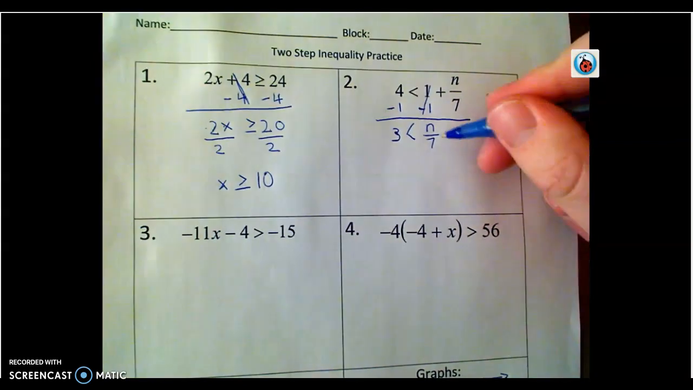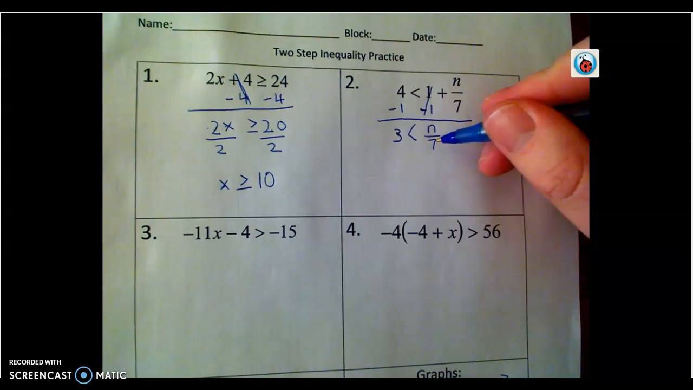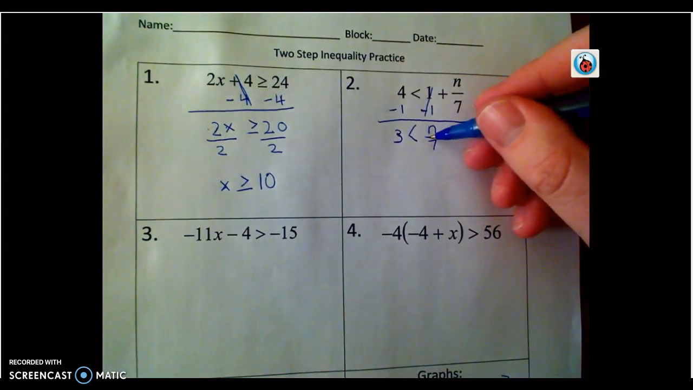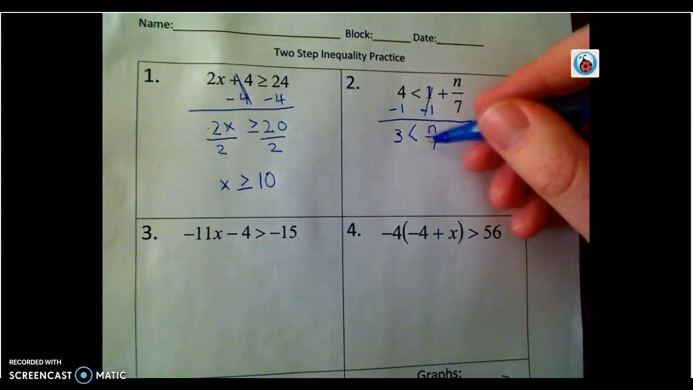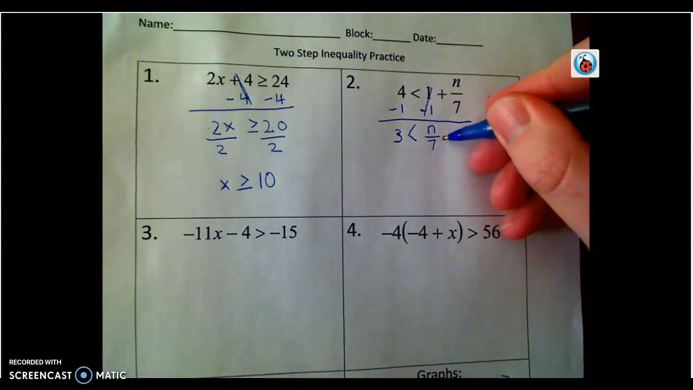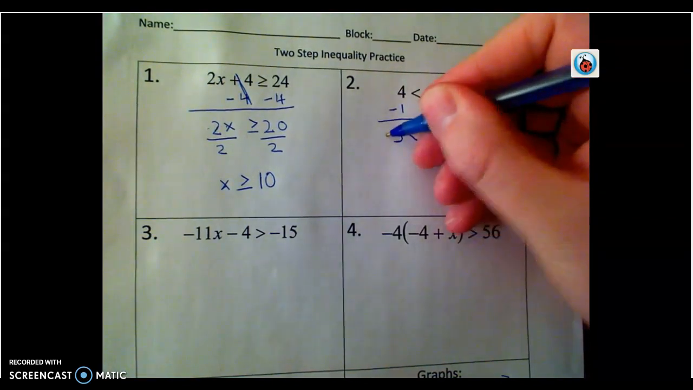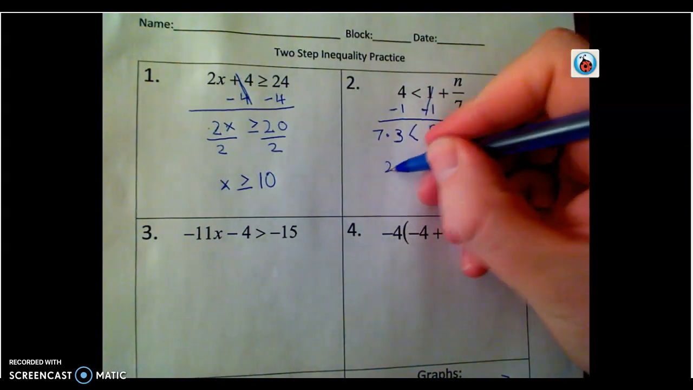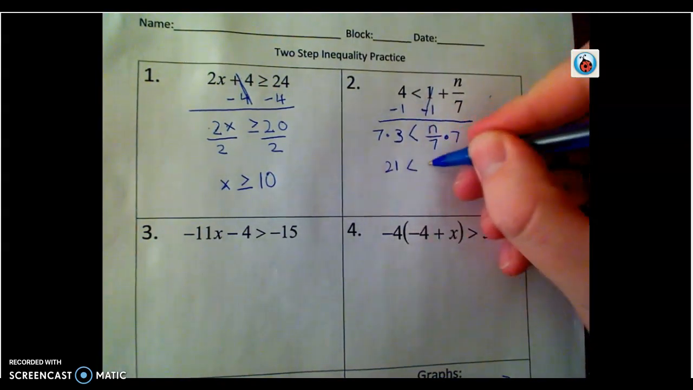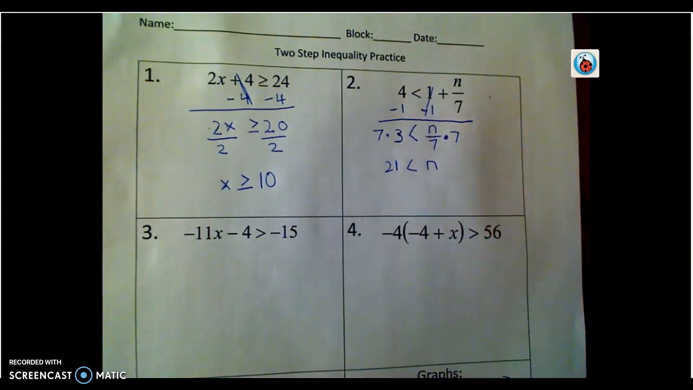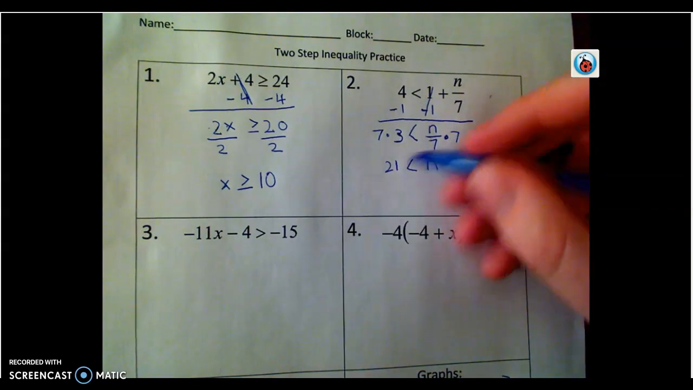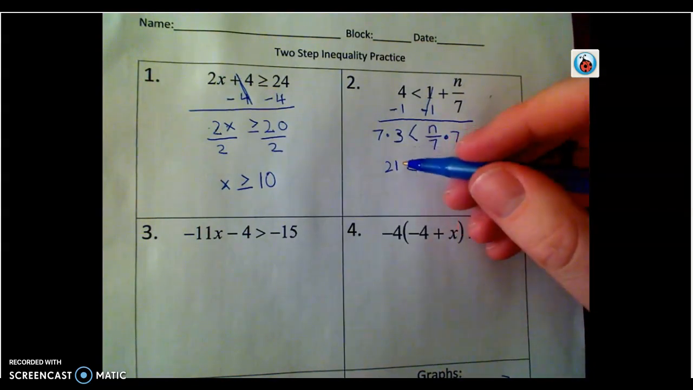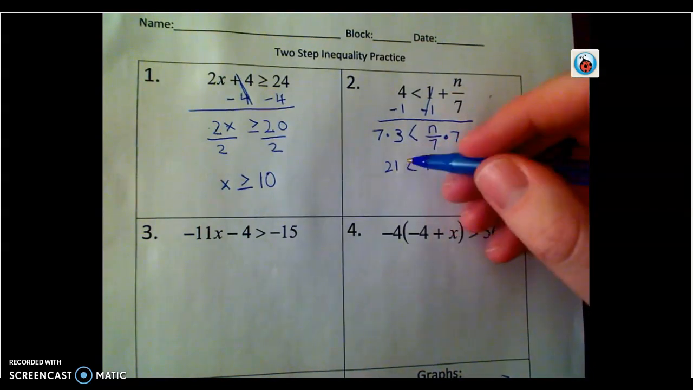From here, you need to remember that a fraction bar is the same as division, so this is n divided by 7. The inverse operation of division is multiplication, so we multiply by 7, and we get 21 is less than n. That's our answer. We can leave it like this if we want, where it's 21 less than n. There's absolutely no issues with this.